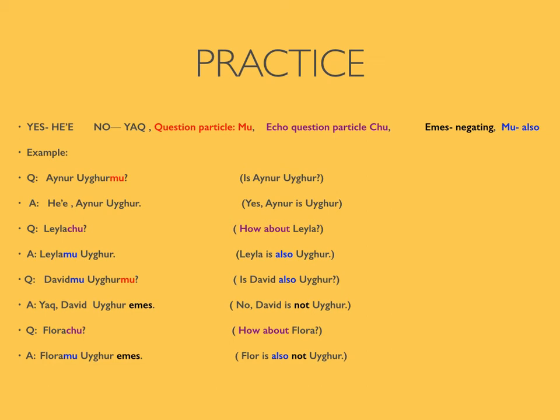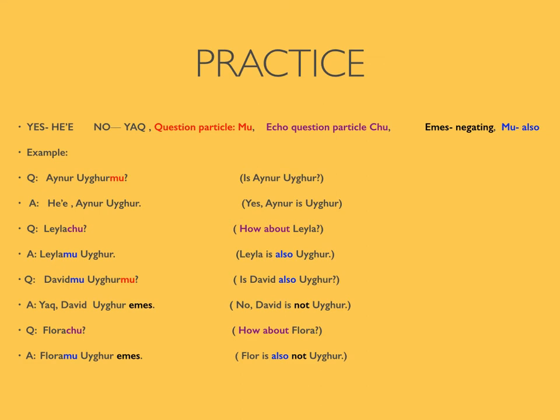Question: the echo question particle, chu. Leyla chu? How about Leyla? Leyla mu Uyghur. So you see here, mu is after the noun Leyla. Leyla mu Uyghur. Leyla is also Uyghur.